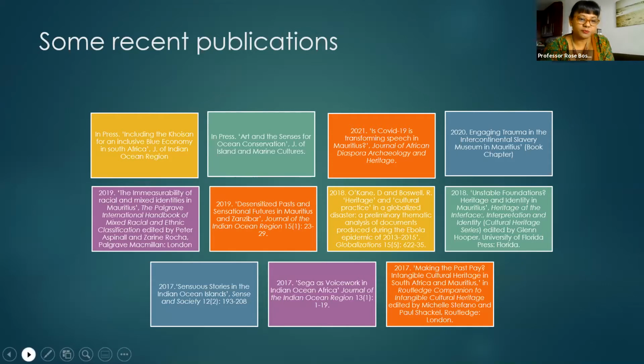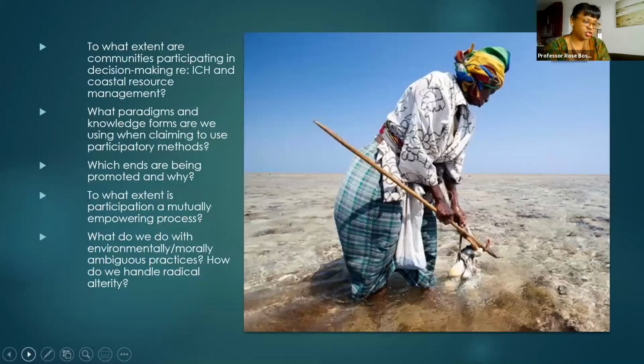But the key questions that I have in mind today are: to what extent are communities participating in decision-making and implementation processes regarding the management of their intangible cultural heritage, or their ICH, as well as the management of coastal resources? The second question is, what paradigms and knowledge forms are we using when we claim to be engaged in participatory research? And what does usage of such paradigms and knowledge forms mean for the genuine participation of local communities?